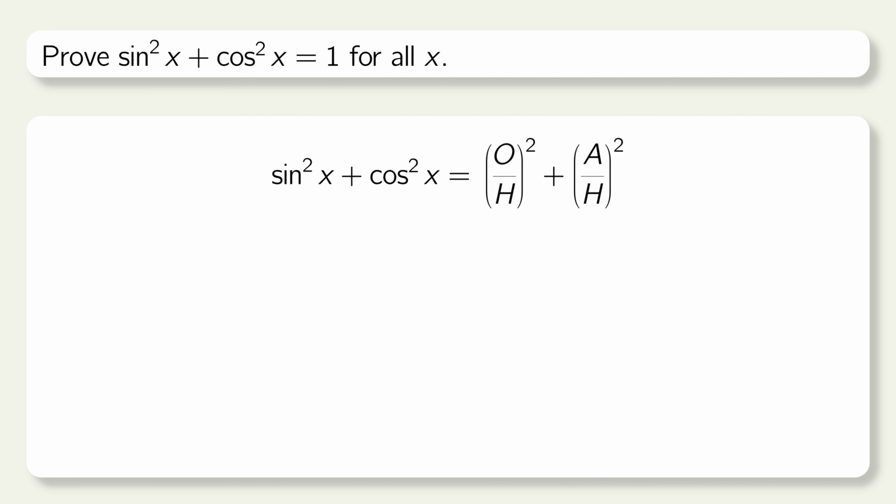Right, so I can then expand that out a bit. So I end up with o squared over h squared plus a squared over h squared. Well, it's an addition of fractions, so the common thing that you're told at school is to take a common denominator.